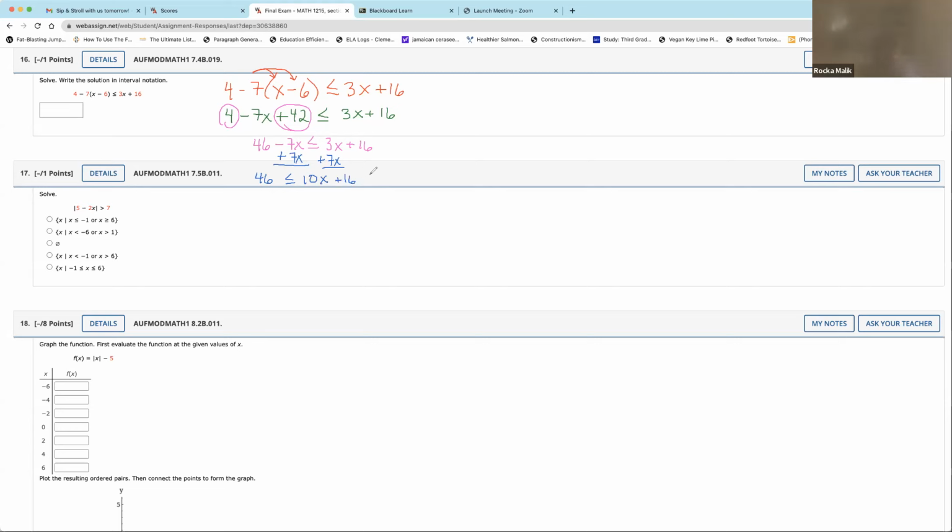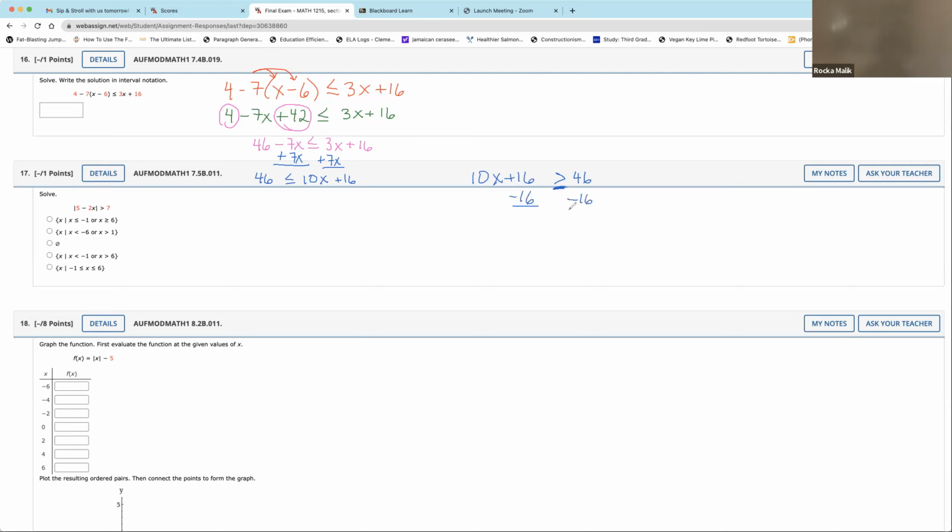Now it looks weird to me, so I'm going to write it over and swap sides, but I'm also going to swap signs. So I'm going to write 10x plus 16 and the 46 over here, making sure the pointy part is by the 46. See, that's how we got over that problem. Totally legal move. Now, I want to move the 16 to the right side because I like my x's on the left.